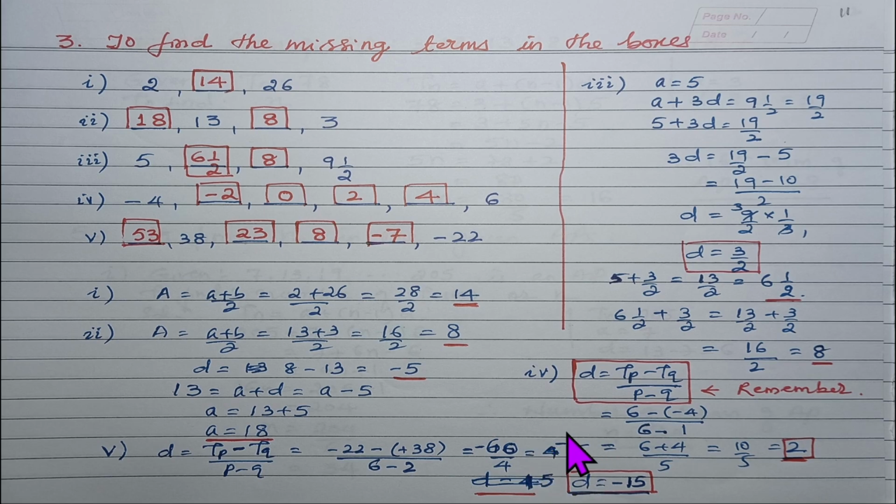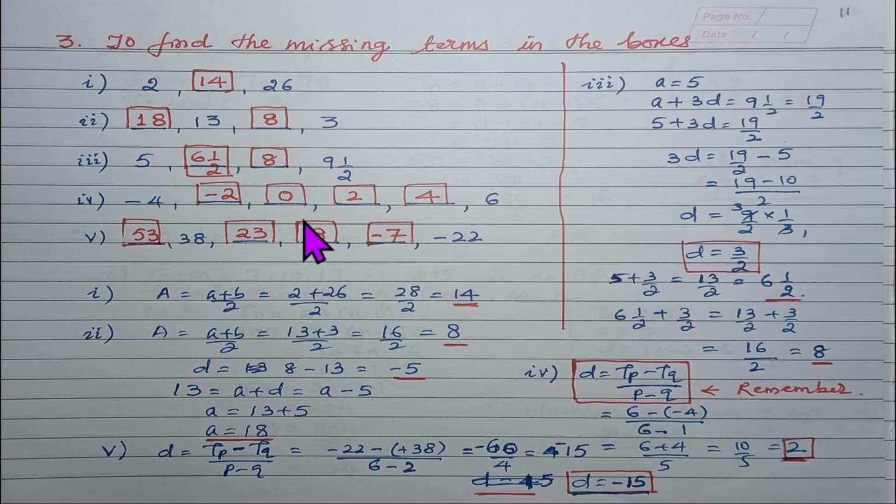Once I get the value of d, now it becomes simple. So 53 minus 15 is 38, 38 minus 15 is 23, 23 minus 15 is 8, 8 minus 15 is minus 7, and minus 7 minus 15 is minus 22. So knowing the value of d, we can fill all the 4 boxes.